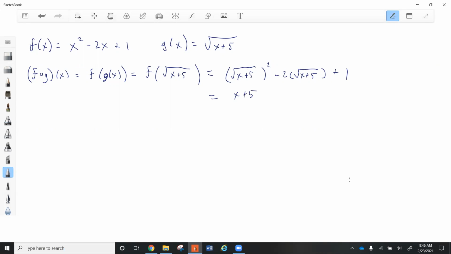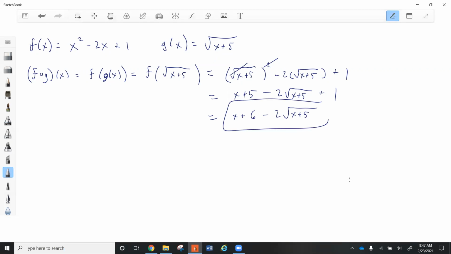Then I can simplify that a little bit to x plus 5, because the square root and the square are going to cancel each other out. Those are actually inverse functions, for the most part, at least as long as x plus 5 is a positive number. We get that, and then you can also combine the plus 5 and the plus 1 to be a plus 6 here. So we get x plus 6 minus 2 times the square root of x plus 5. So that is the result of composing the function. That is a composition example.